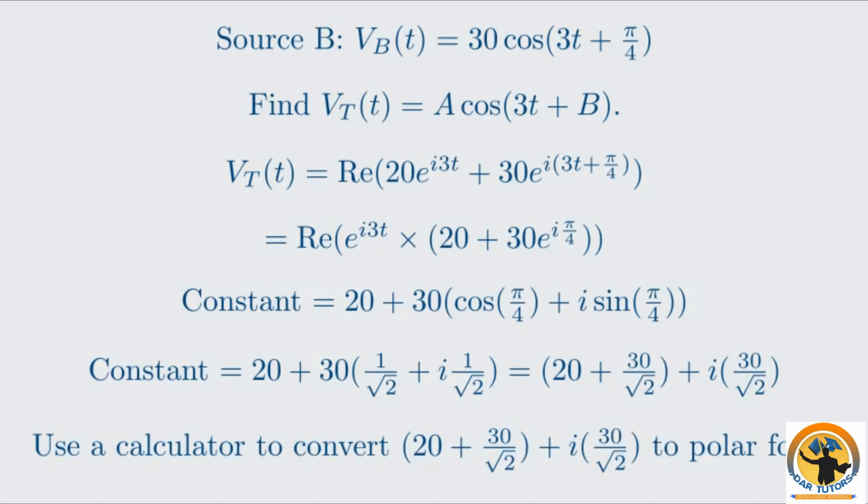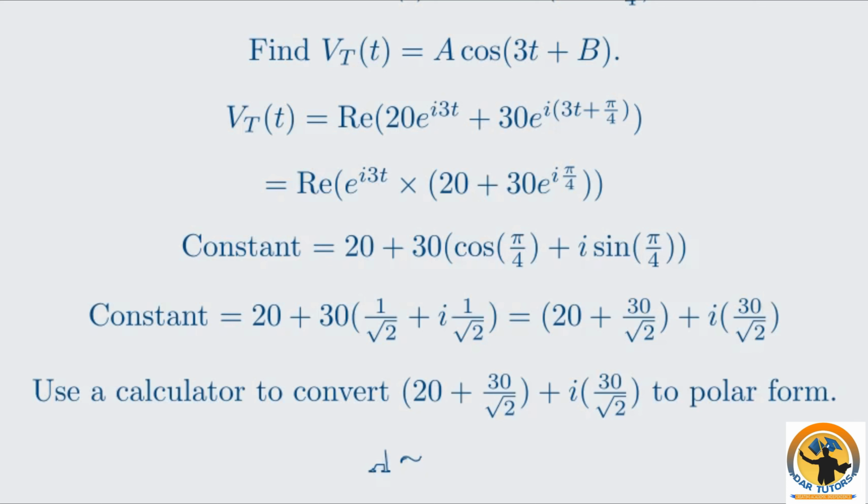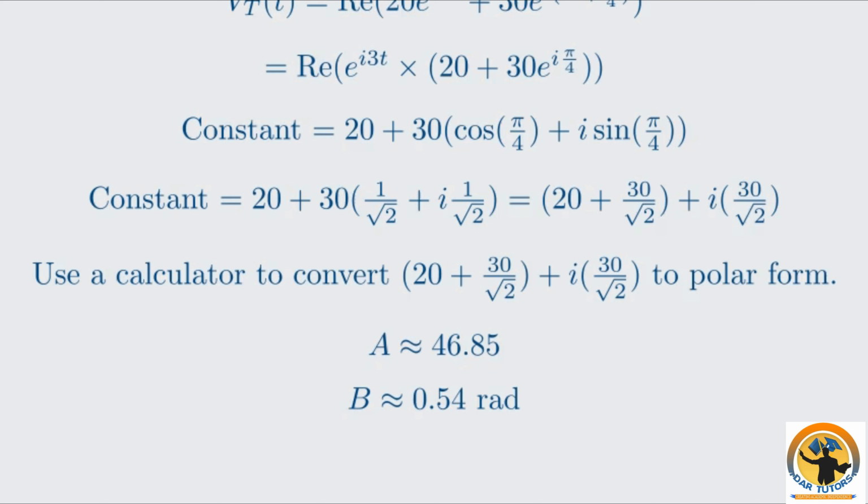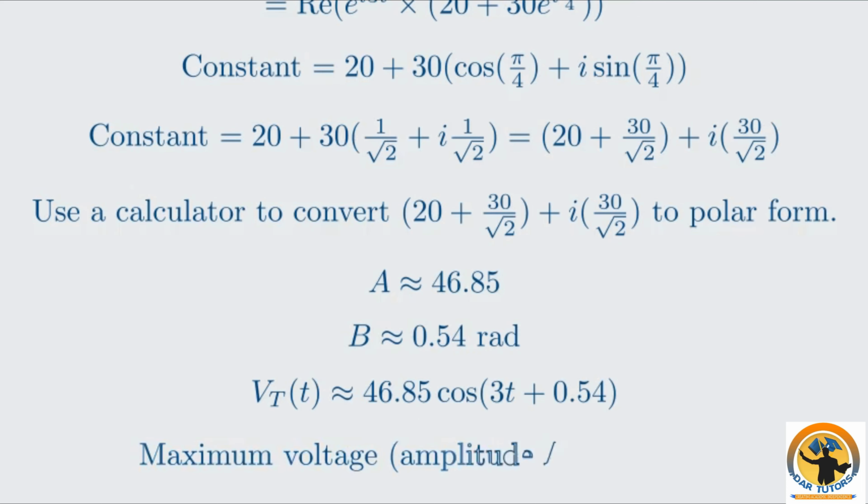Let's use a calculator to find the polar form of this complex number. The modulus A is found to be approximately 46.85, and the argument B is approximately 0.54 radians. So the total voltage is approximately 46.85 cos(3t plus 0.54). We've successfully combined the two sources into one. We can see that the maximum voltage, which is the amplitude A, is approximately 46.85 volts. This is higher than the individual maximums of 20 and 30 volts, due to the constructive interference of the two waves. Let's work through another problem to ensure full understanding.